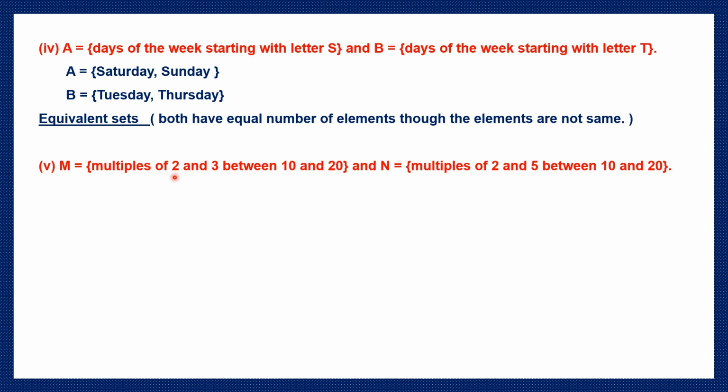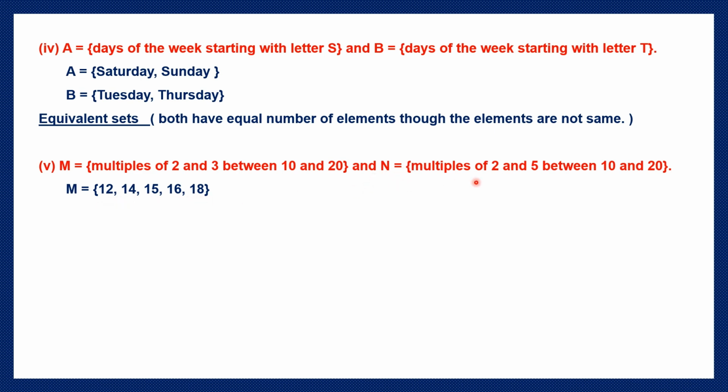That means you need to write the tables of 2 which are between 10 and 20 and the tables of 3 which are between 10 and 20. So let's write that first. So M will be 12, 14, 15, 16 and 18. How did we get that? Multiples of 2 between 10 and 20 is 12, 14, 16 and 18. Multiples of 3 between 10 and 20, 3 5s are 15, 3 6s are 18. So these are the elements of set M.